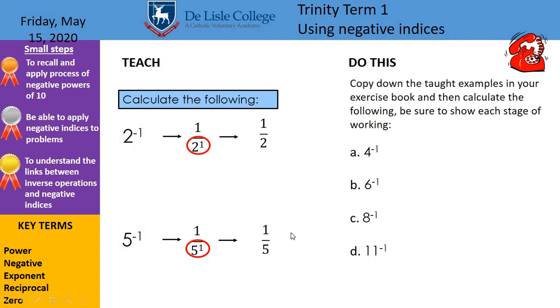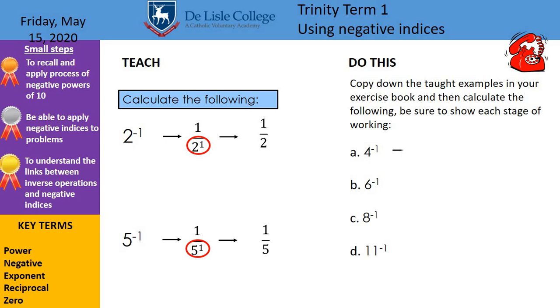What I would like you to do is copy down these taught examples in your exercise book and then calculate the following, and be sure to show each stage of working just as we have here. Even if you think this is straightforward, it's good for you to get well worked examples down, so when you look back at it in 2-3 months, whatever it might be, you can see what you've done. Please pause the video as you do this.